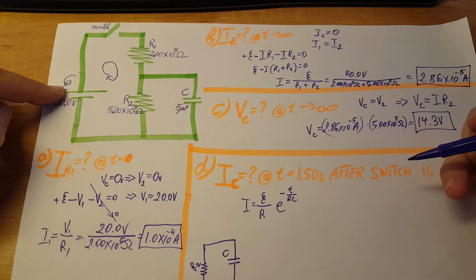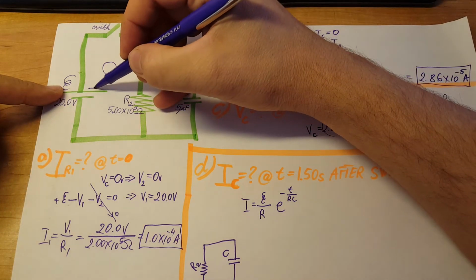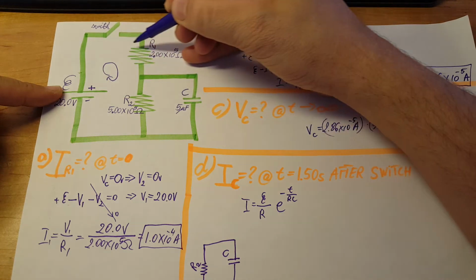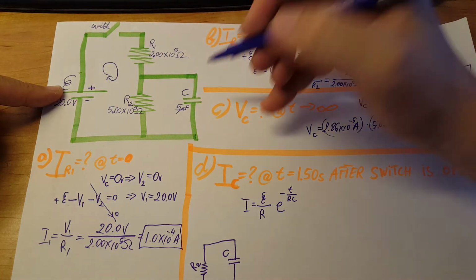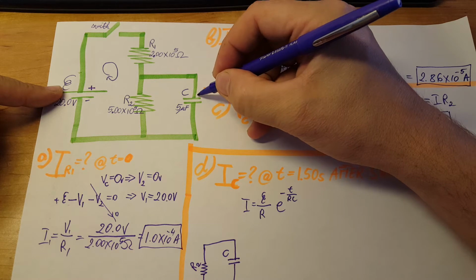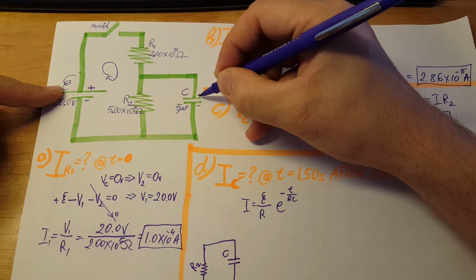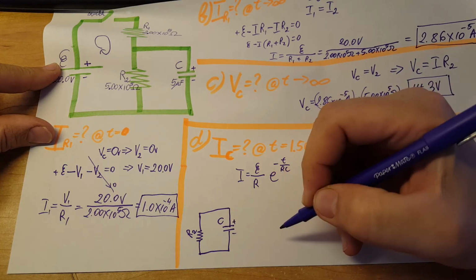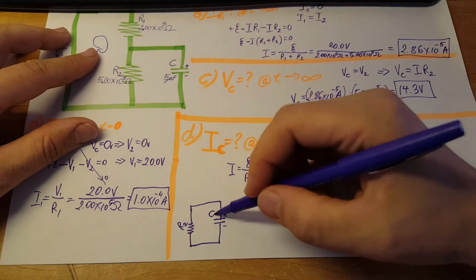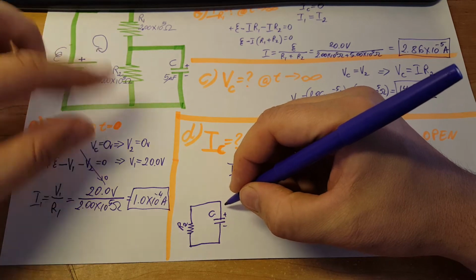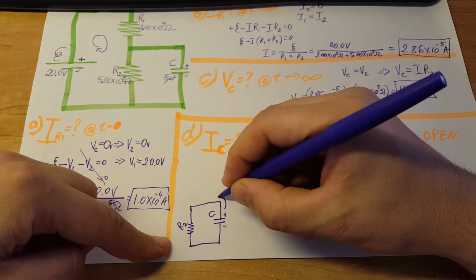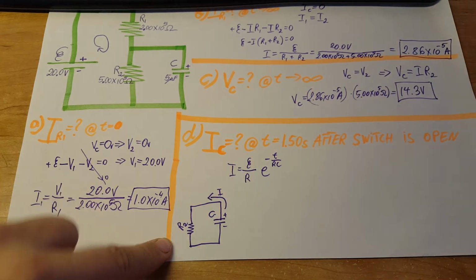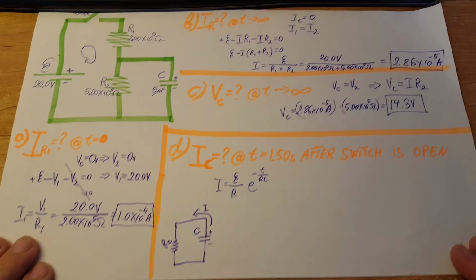And up here, since our battery is plus minus this way, the current was flowing in this direction. Therefore, the capacitor was charged plus minus in this manner. Let's mark that down here too, plus minus. Therefore our current down here will flow, when the switch is open, this way.